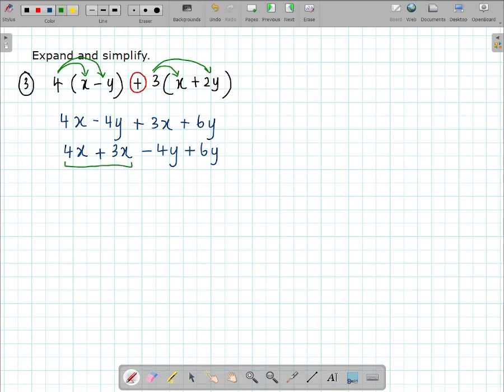4x plus 3x, that is 4 plus 3, that is 7. 7x minus 4y plus 6y. Minus 4 plus 6, that is plus 2, and the variable is y. So the answer is 7x plus 2y.